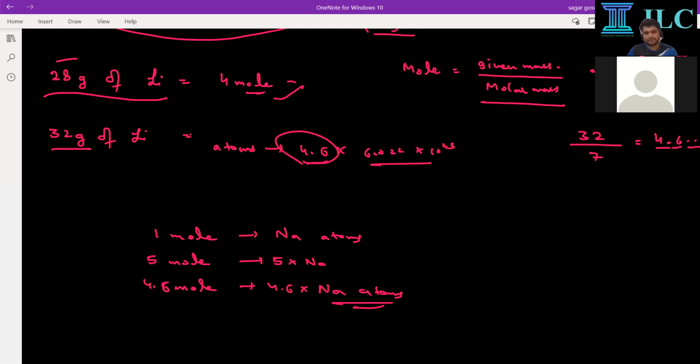Na is Avogadro's number, right? 6.022 into 10 to the power 23. A very, very huge number, because atoms are very, very small. You have to see them by microscopes. They are very, very small.